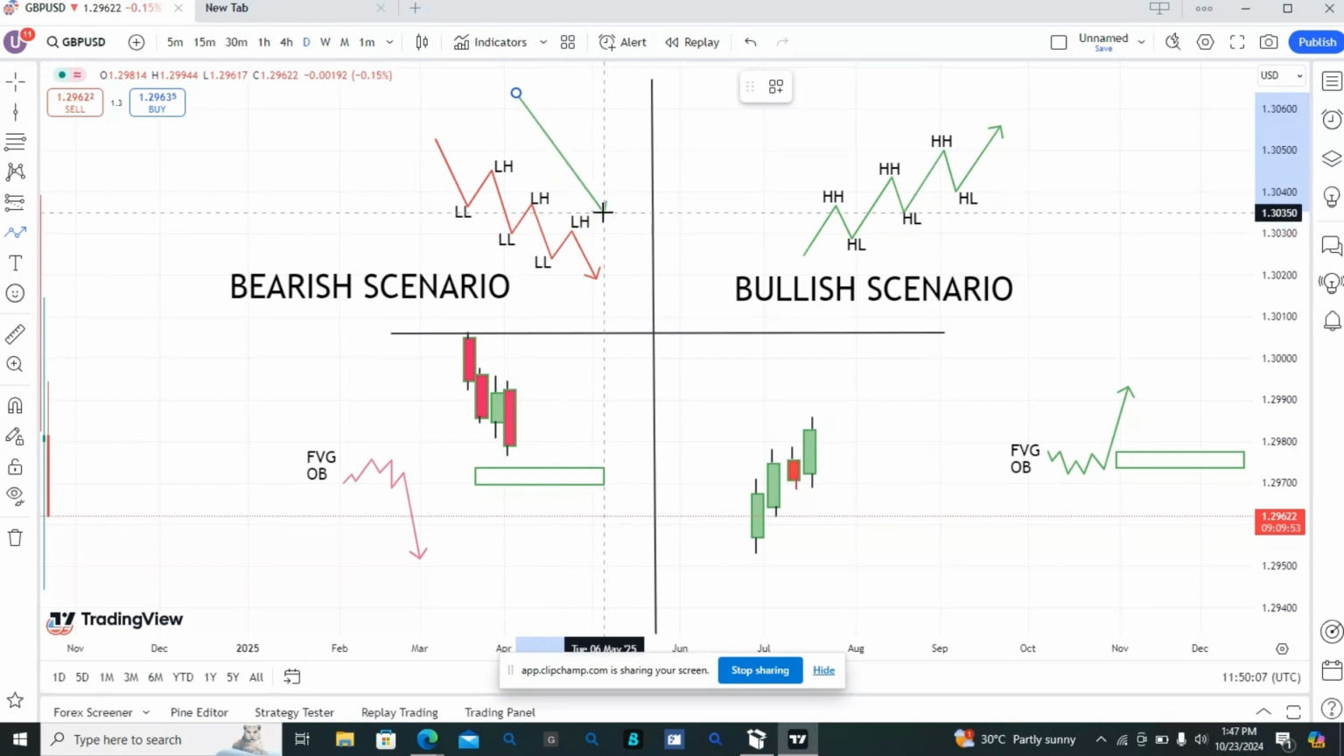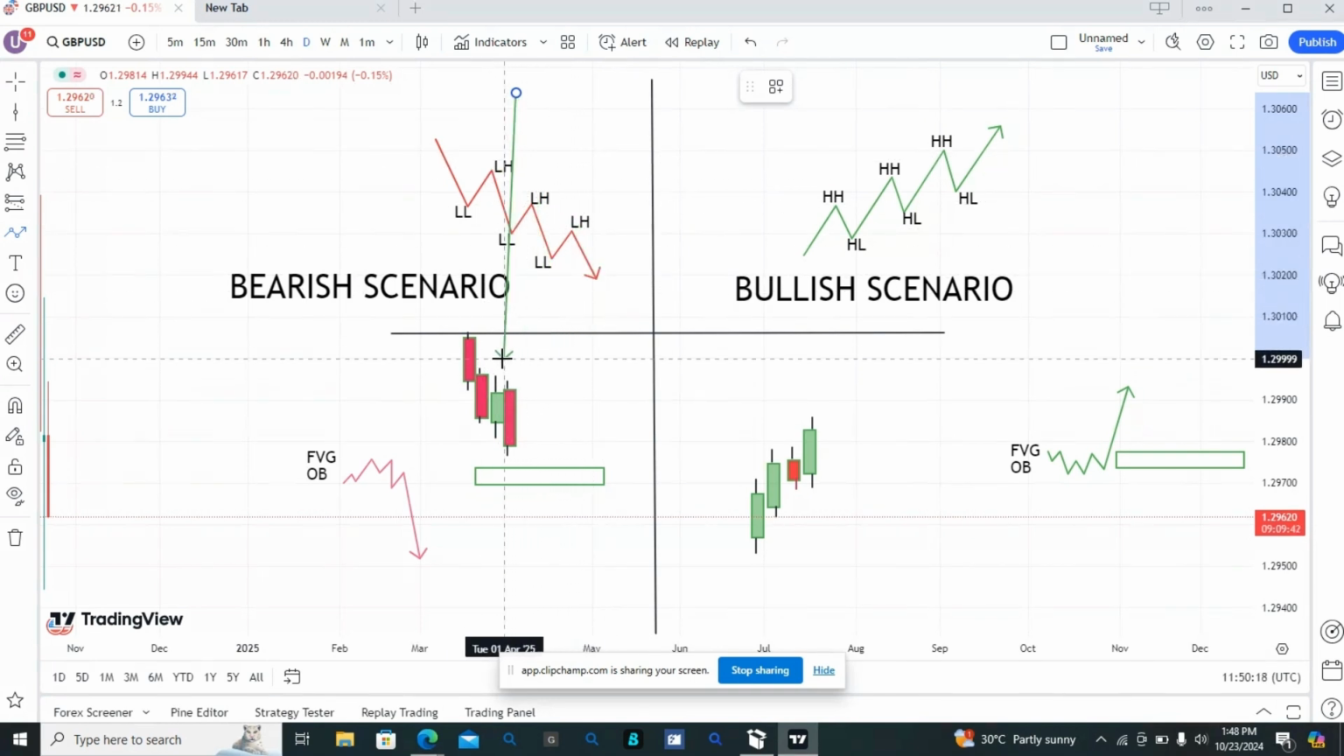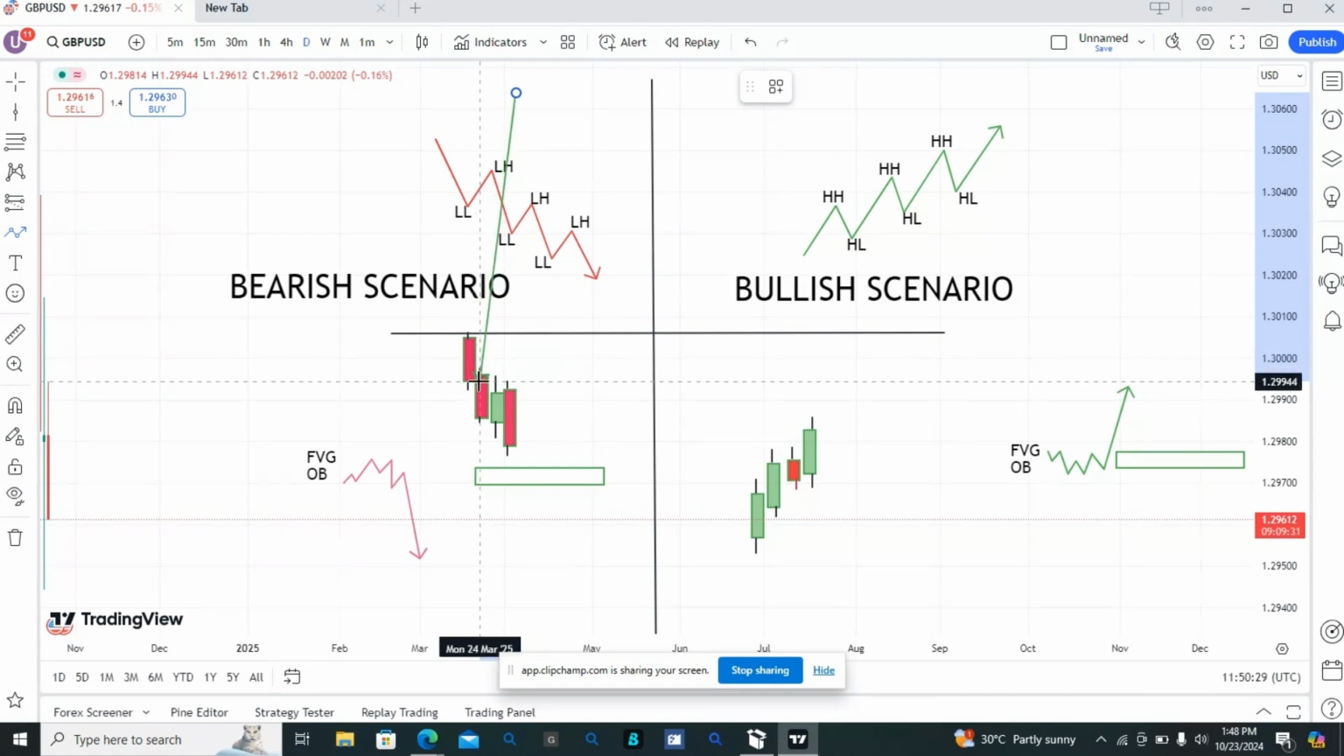So what do we need to look out for in this type of market? All we need to look out for is to go to our daily time frame, make sure that the trend is bearish. And as you can see, each candle represents a daily candle close. We have about 4 candles here. This one is a daily candle close, bearish. Another daily candle close, bearish.